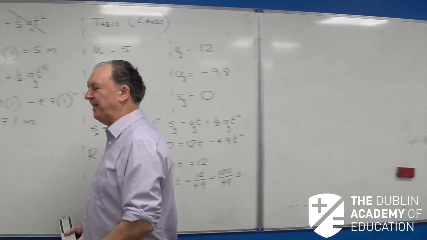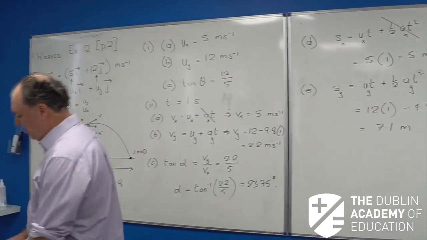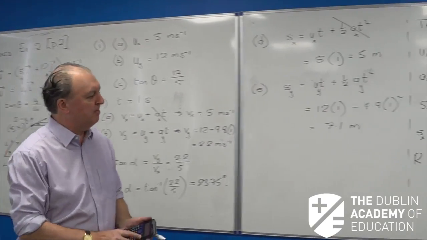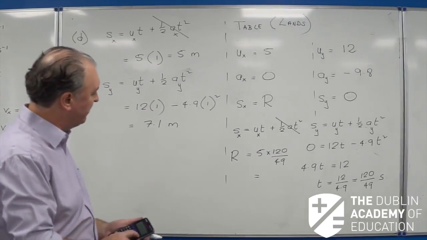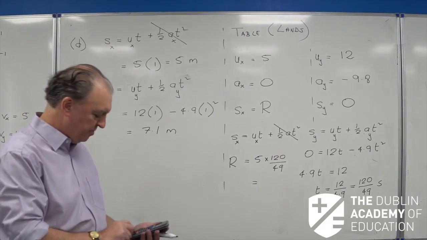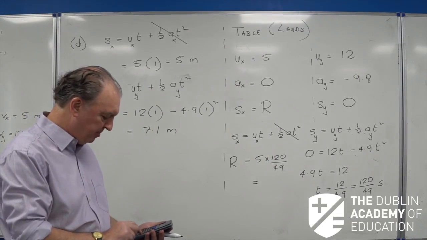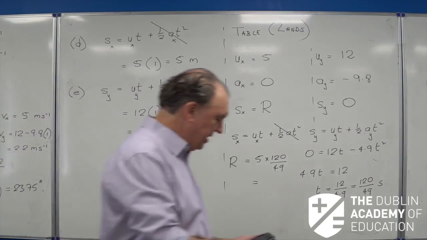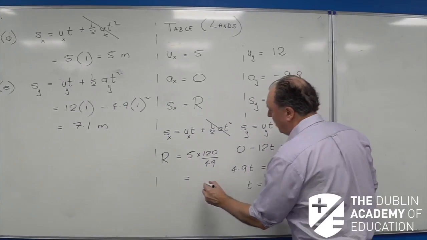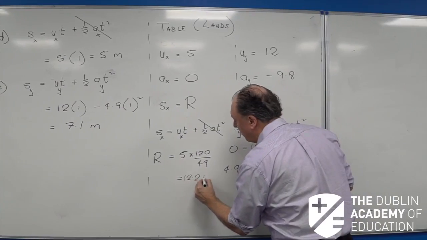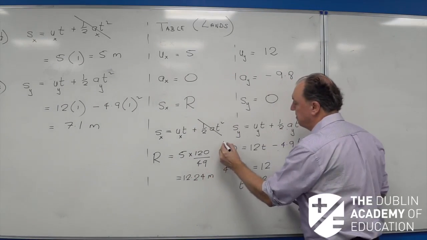Okay, so that looks a little bit tricky. So let me just decimalize that to 1 or 2 decimal places. So I get, say, 12.24 meters.